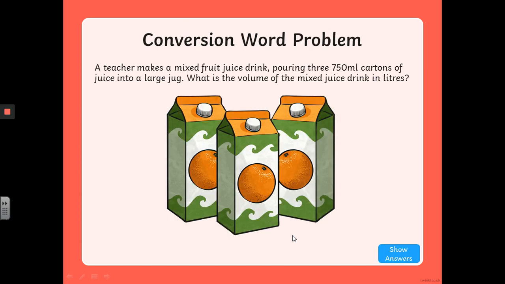Conversion word problems, children. A teacher makes a mixed fruit juice drink, pouring three 750 milliliter cartons of juice into a large jug. What is the volume of the mixed juice drink in liters? So 750 ml. So what do you have to do? 3 times 750, that will give you that much amount of milliliters. Then you have to convert that amount to liters. How do you convert milliliters to liters? Please show me your working out.